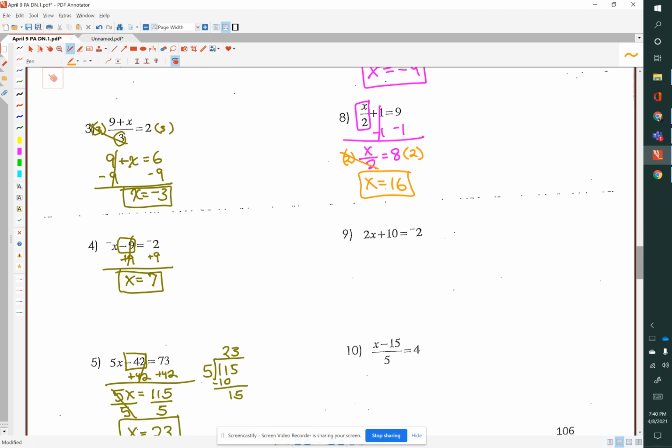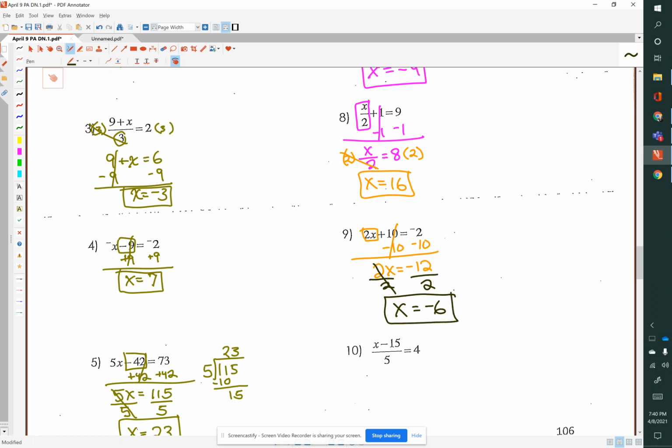And number 9, I have 2x plus 10 equals negative 2. I want to isolate 2x. So I'm going to subtract 10 from both sides of this equation. And 2x equals negative 12. And now because x is being multiplied by 2, I'm going to divide both sides by 2. And x equals negative 6. Negative 12 divided by 2 is negative 6.